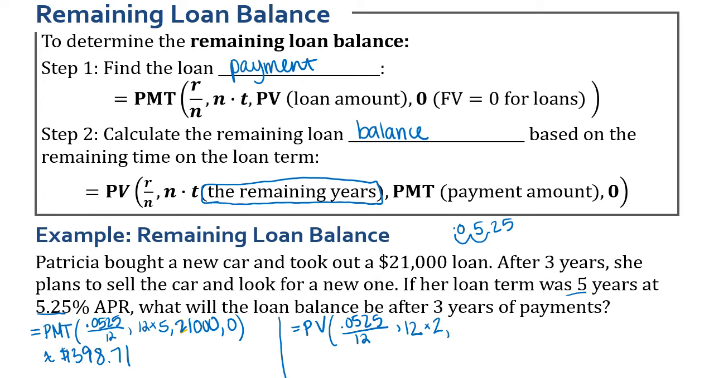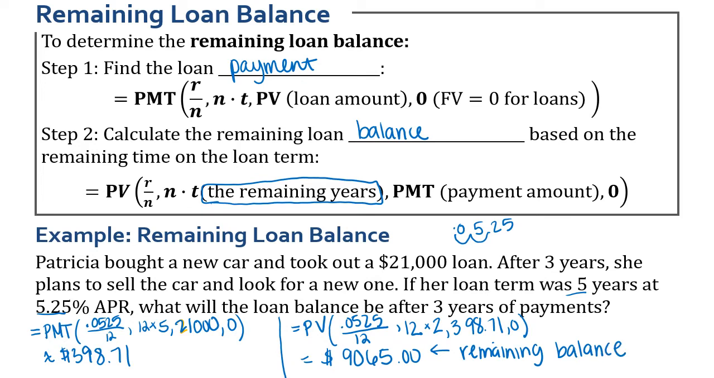And then our payment value is $398.71. And then again, we type in 0. This ends up giving us a value of $9,065. So this is the remaining balance she has left for those last 2 years. After 3 years of payments, her remaining balance is $9,065.